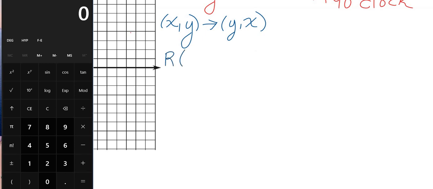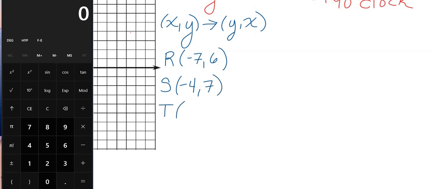Okay, so R is located at negative 7 and up 1, 2, 3, 4, 5, 6. Negative 7, positive 6. S is located at negative 4, positive 7. T is located at negative 1, positive 5. And lastly, U is located at negative 8, positive 2.